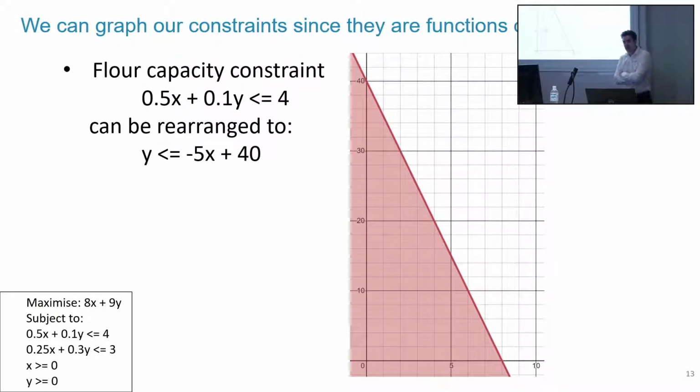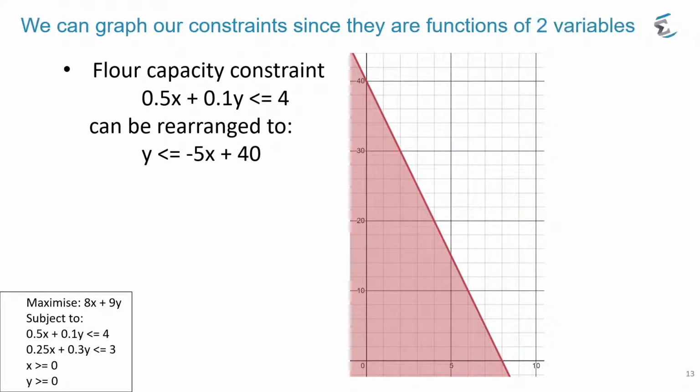We can look at the constraints we have and plot them on an XY plane because we only have two variables. If we look at our flour capacity constraint, we've got 0.5x plus 0.1y less than or equal to 4. I cannot deal with inequalities in my head, so I always need to rearrange them like I did in high school. Get y less than or equal to negative 5x plus 40. We can graph that in terms of y and x. So we've got brownies, the number of brownies I make, in the vertical direction, and the number of cakes I make in the horizontal direction.